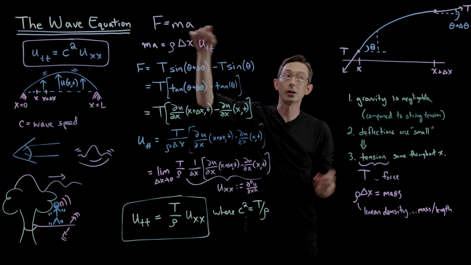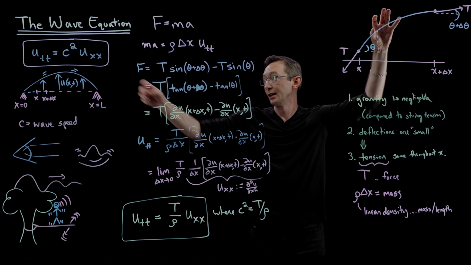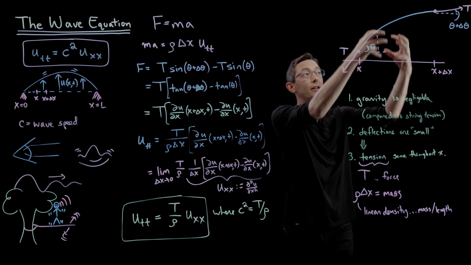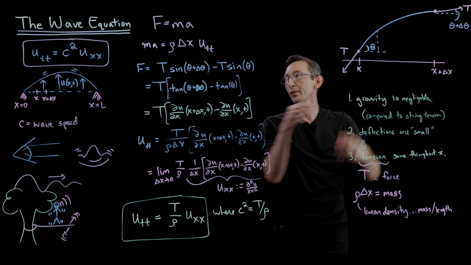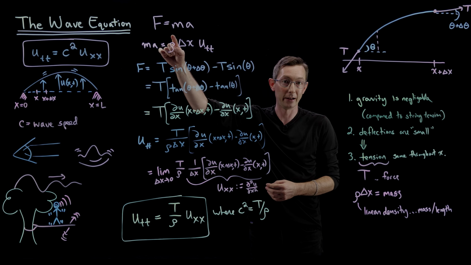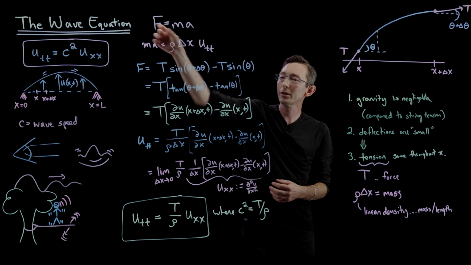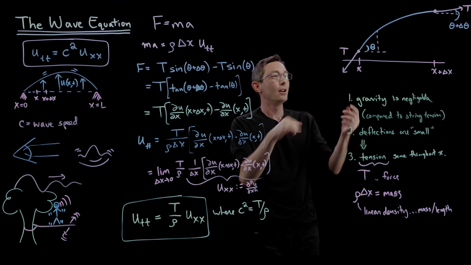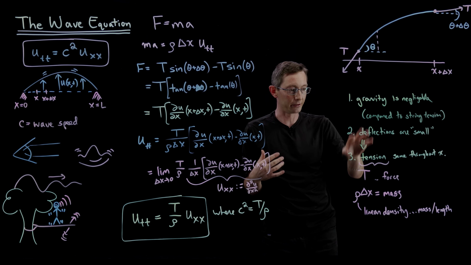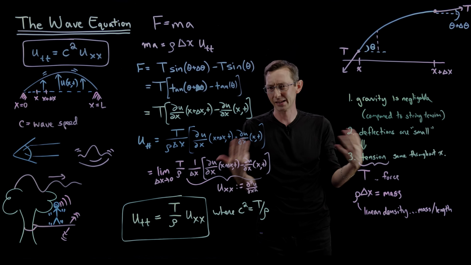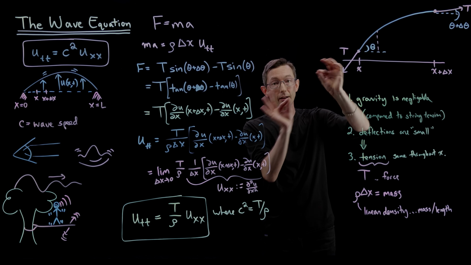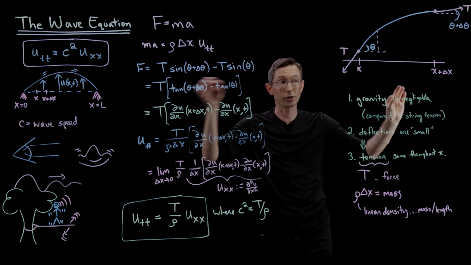The acceleration of that segment in the vertical direction is utt, the second derivative of u with respect to time, because u is its vertical position. So mass times acceleration is the easy part to derive. The force is not really that much harder. You take the tension force, which is always tangential. I guess that's another assumption I should have made. That's kind of an obvious one, that the tension is always tangent to the curvature of that string.